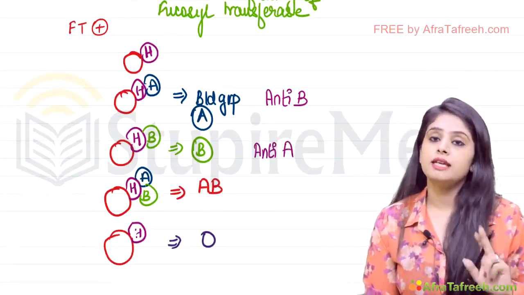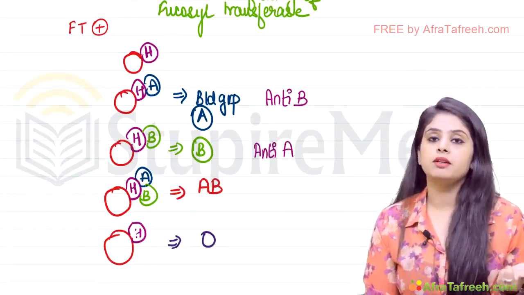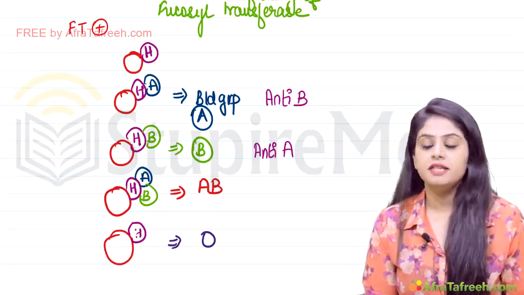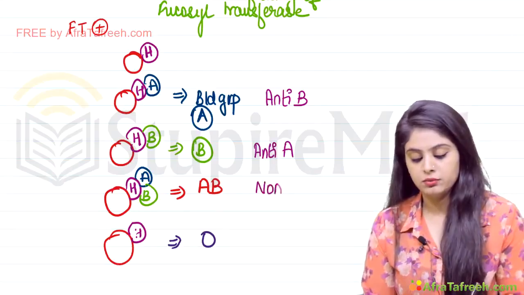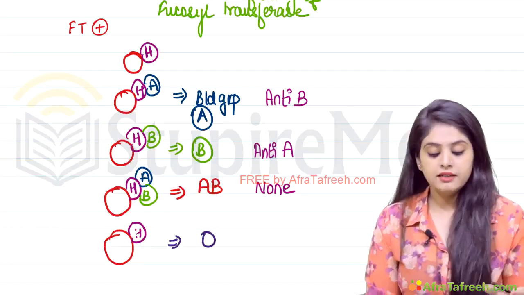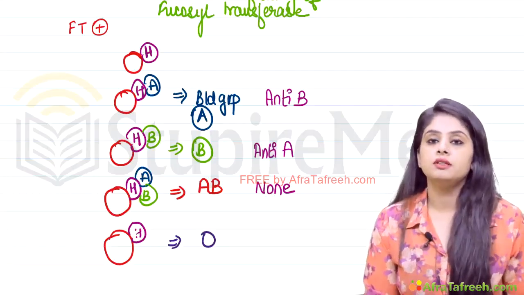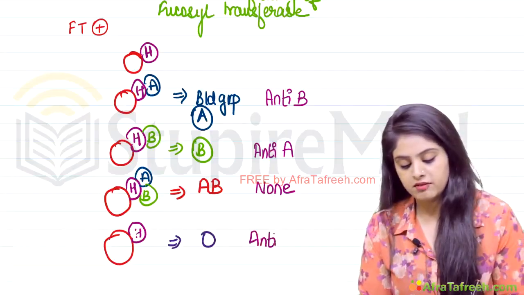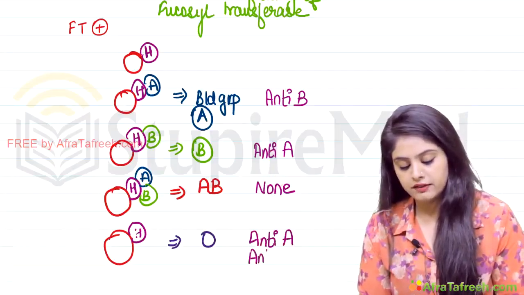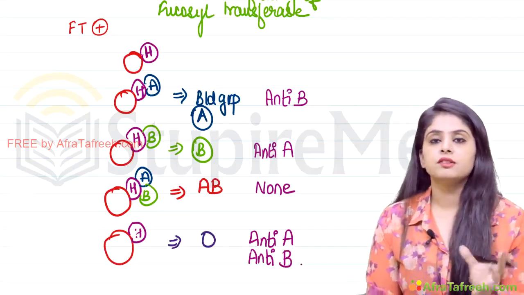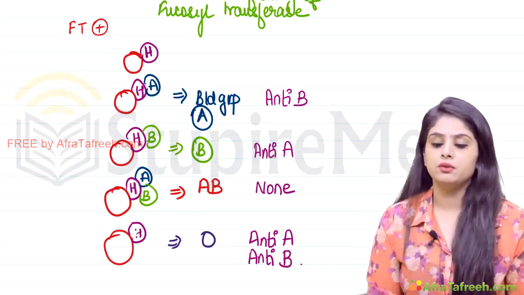If someone has both A and B blood group, AB blood group, means has both A and B antigen, will such a person have any antibody? No, because if antibodies are present, it will kill the own RBCs. If someone has no A and no B antigens, that person will have both anti-A as well as anti-B. So this is a very brief of blood banking that you need to know.